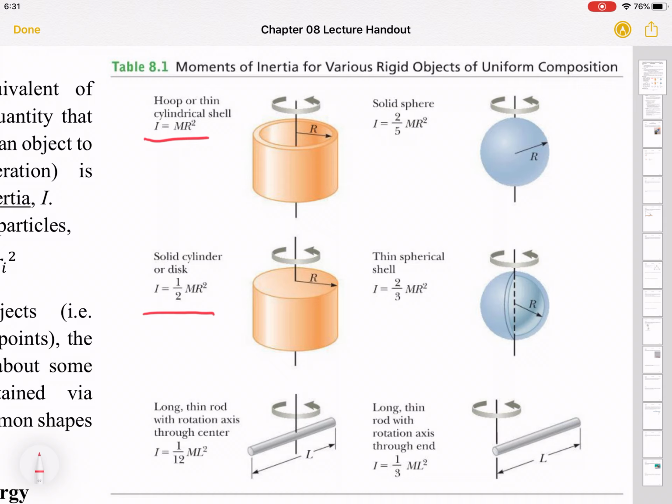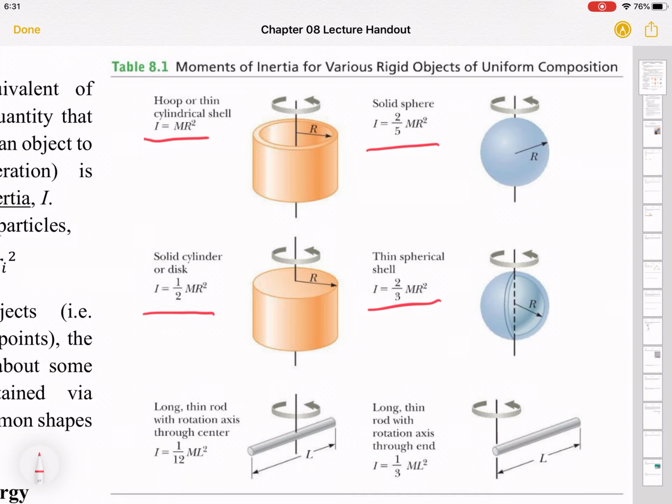If you have a solid sphere, it's 2/5 mr squared. If it's a thin spherical shell, like a tennis ball, the solid sphere would be like a bowling ball. The thin spherical shell would be like a tennis ball, where more of the mass is at the edge.